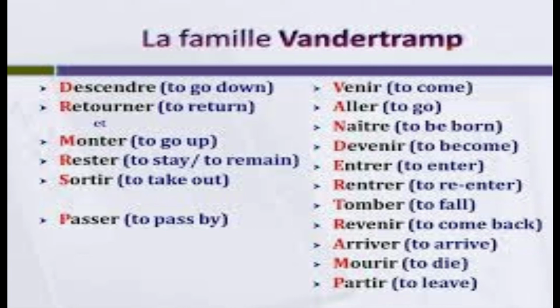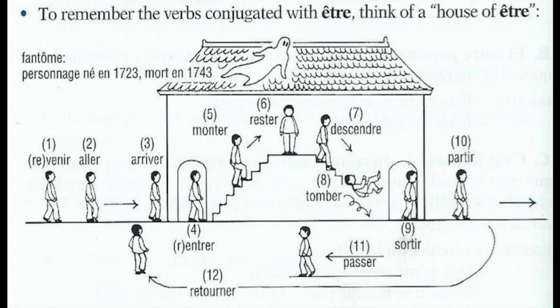To be honest, the ones that you use the most or read the most are the ones that are going to stick in your memory. That's why I like La Maison d'Être, because it makes more sense. You can actually see the person doing all these things, and it goes back to the idea of movement and action. And of course, there are lots of verbs in the French language that have to do with movement and action that don't take être. So this is just one way to organize them.